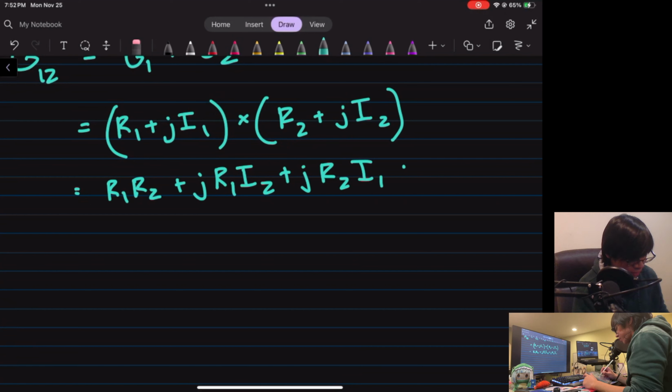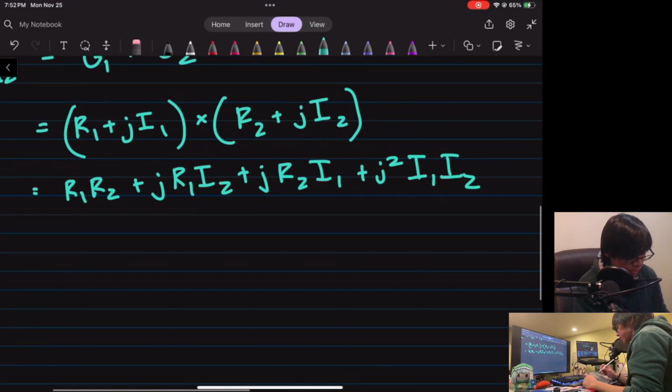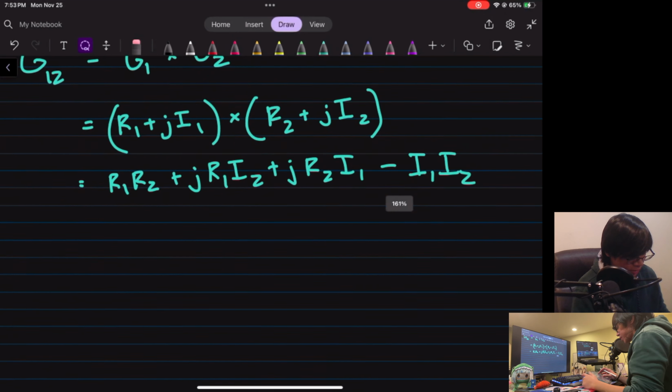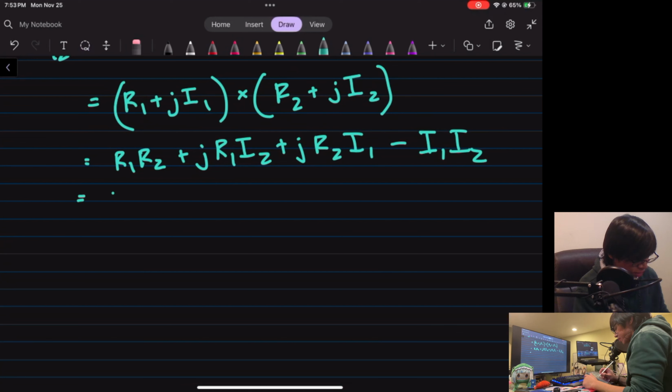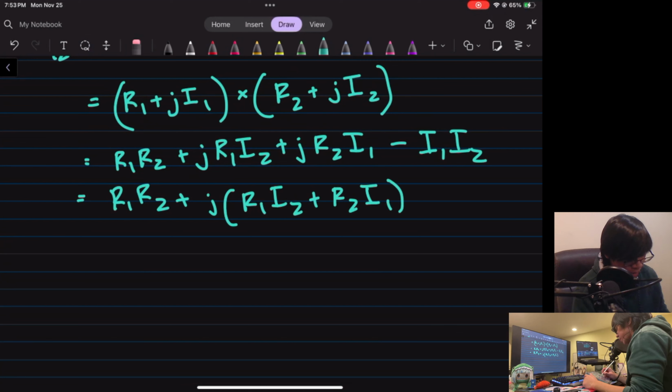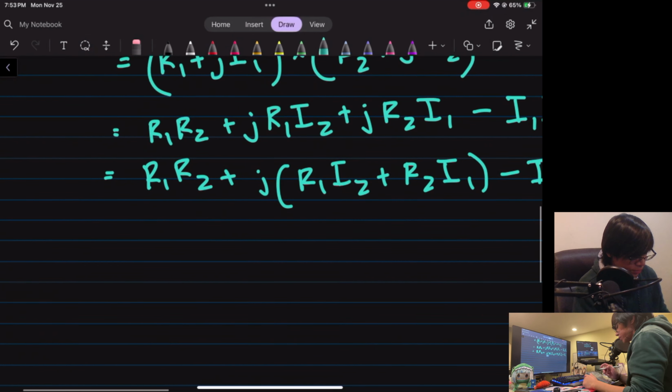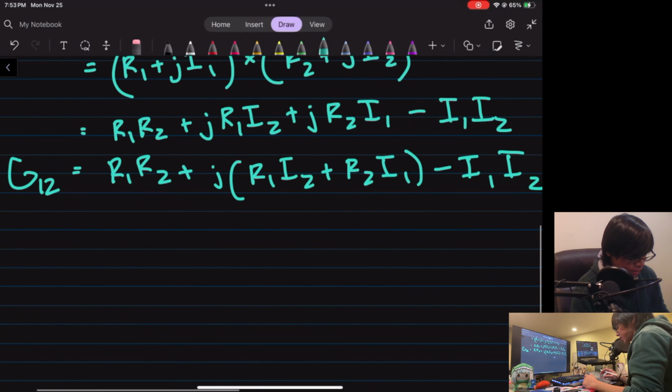And then we have plus j squared I1 I2. But we know j squared is negative 1, so that turns into a negative sign in front, and I'll move this in front. So this is the product, and I can factor out that j in the middle: j times R1 I2 plus R2 I1. Again, real and imaginary components, I just multiplied across. So that's our overall G12 transfer function.